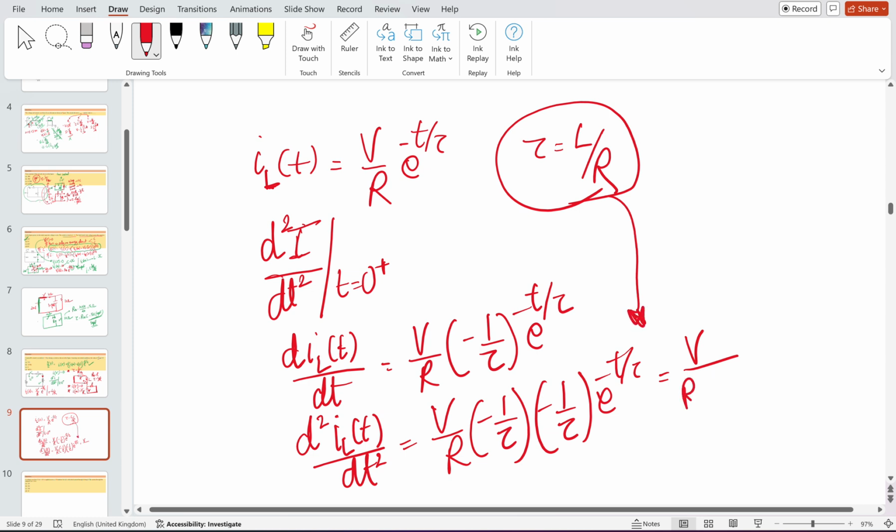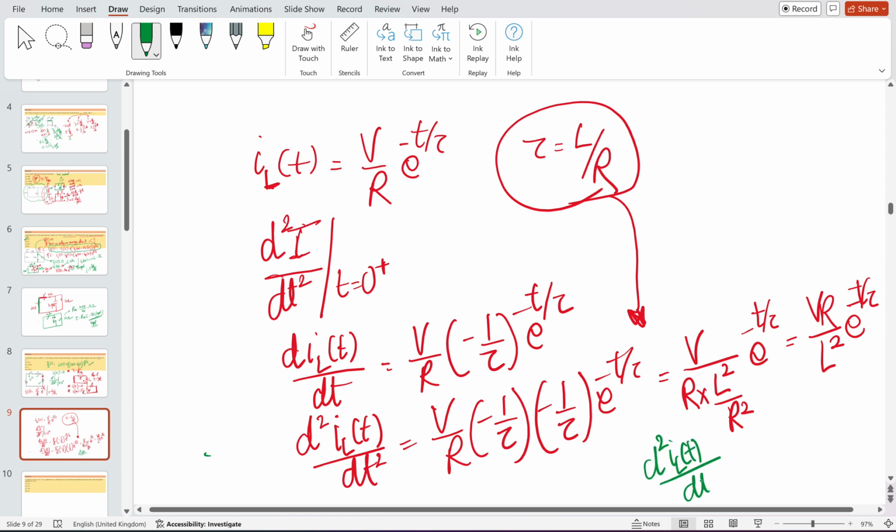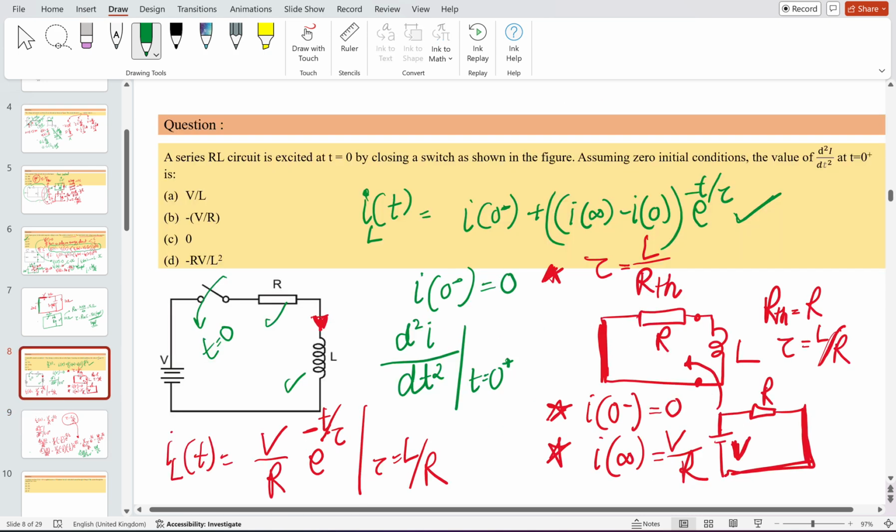It will come out to be R multiplied by R square by L square, and e to the power minus t by tau. It will simply be equal to V R divided by L square e to the power minus t by tau. And it is being asked at t equal to 0 plus, so put t equal to 0 plus. You will get d square I L by dt square at t equal to 0 plus is equal to V R by L square. Which option is actually matching?